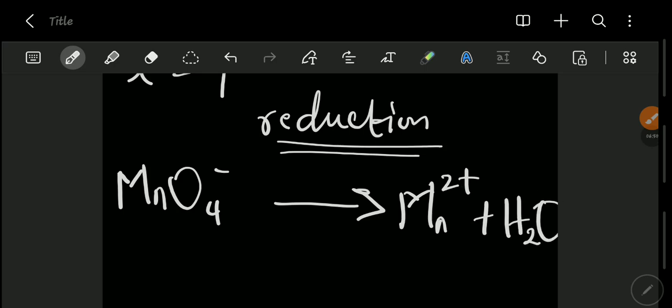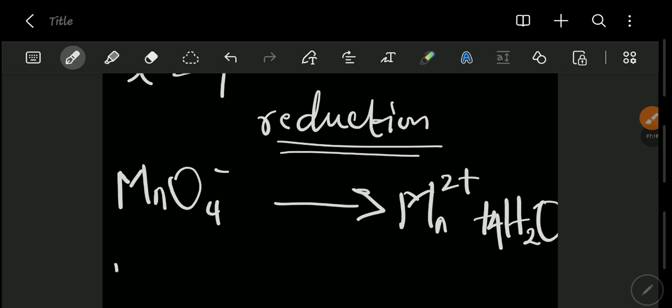Now, by adding water, I've introduced a new element, hydrogen, right? So how many oxygen atoms are here? We have only 1 oxygen atom, and here we have how many oxygen atoms? We have 4 oxygen atoms. So I can just put a 4 here to give me 4 oxygen atoms, and then I have 8 hydrogen atoms here, right? So I can put hydrogen ions on the left hand side.